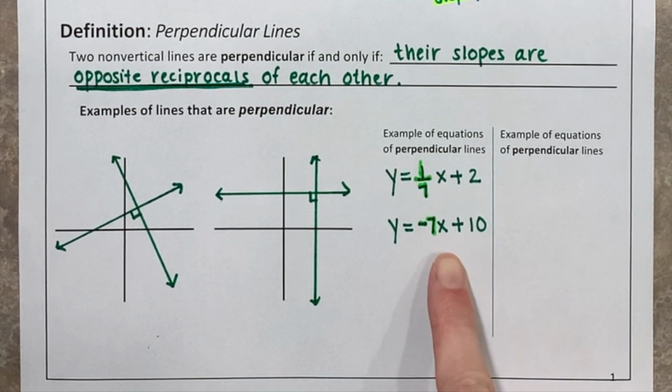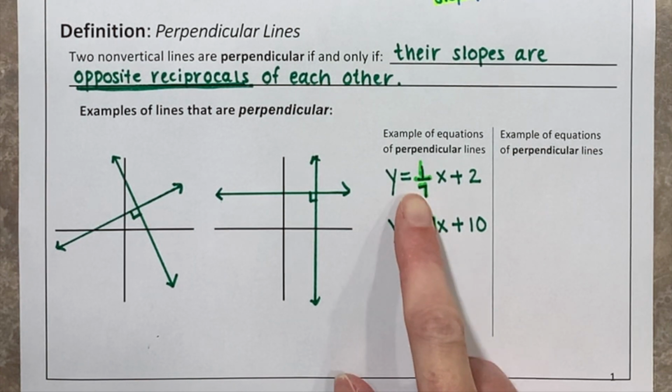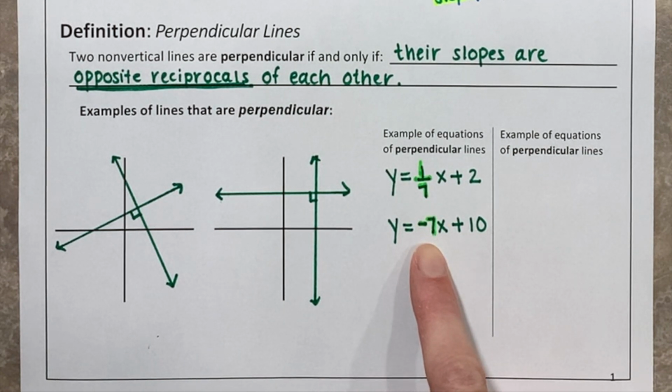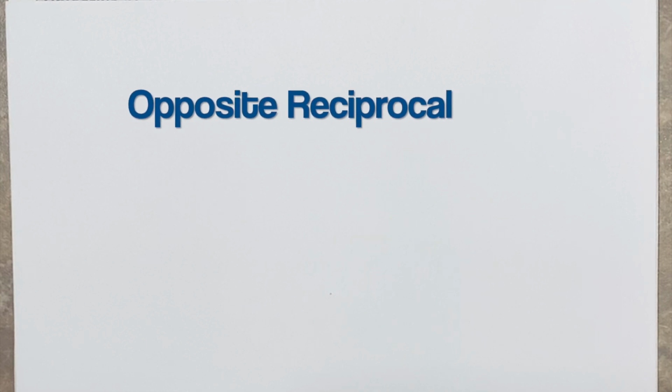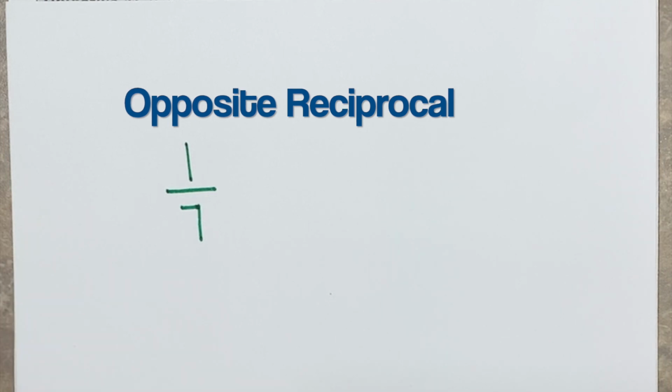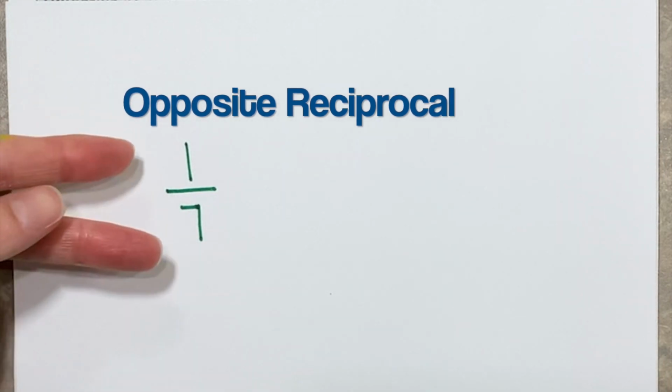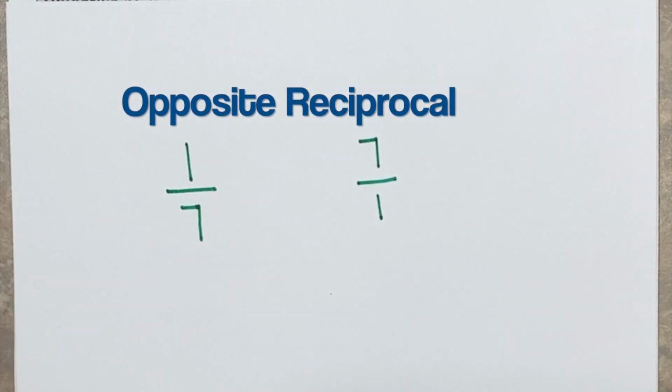These two equations represent perpendicular lines. We know that because their slopes are opposite reciprocals. What does the word opposite reciprocal mean? If you have the number 1/7, to find its reciprocal, you flip it. That would give us 7/1, so this is the reciprocal.